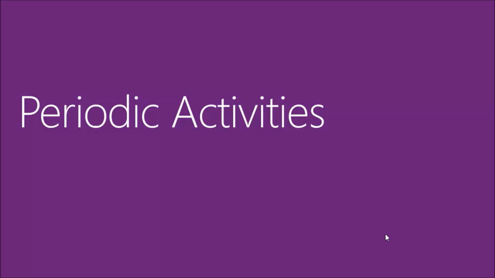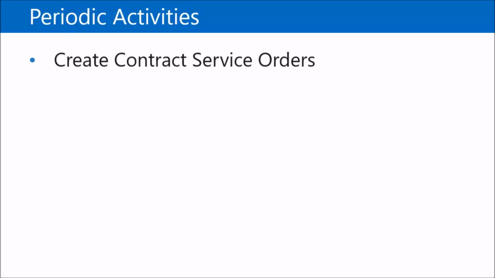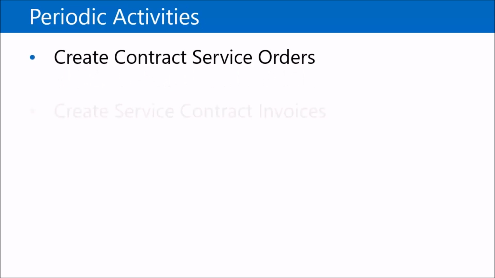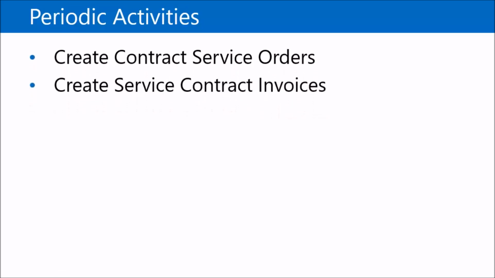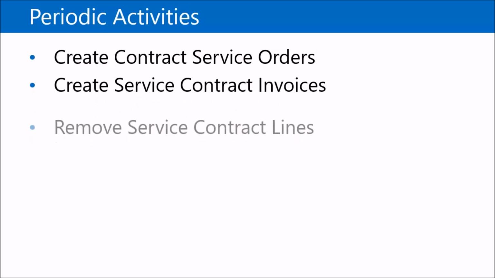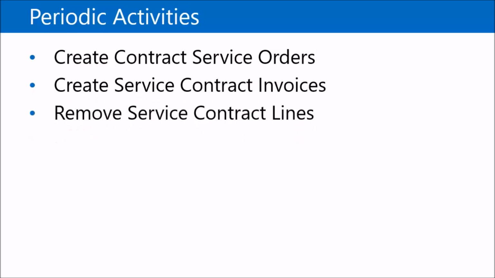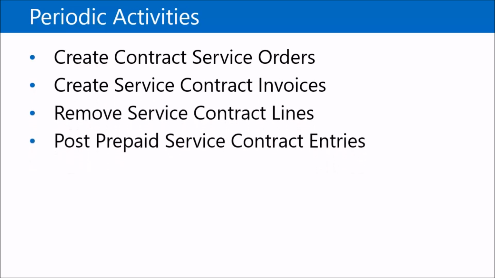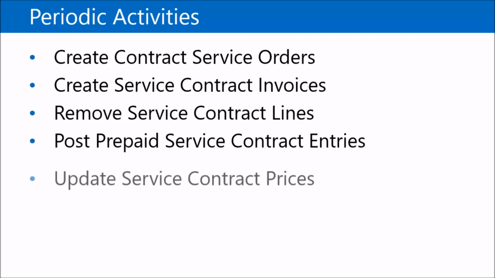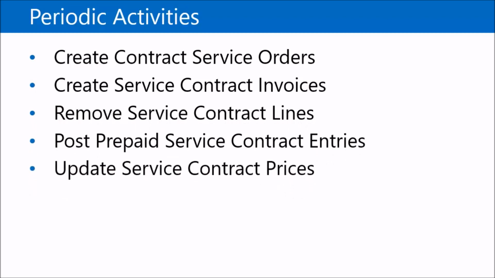In the contract functionality of service management, you will find 5 batch jobs, 5 periodic activities that can help you. We will review the following batch jobs. First, we will have a look at create contract service orders. Then we will have a look at create service contract invoices, remove service contract lines, post prepaid service contract entries, and finally update service contract prices.